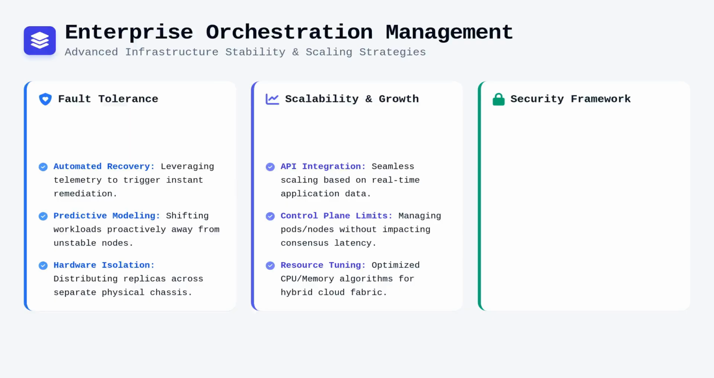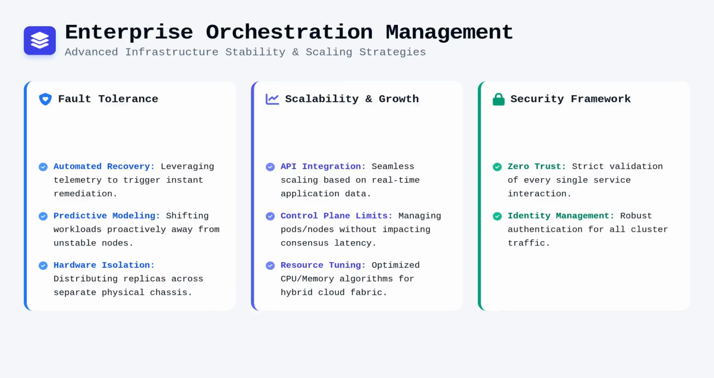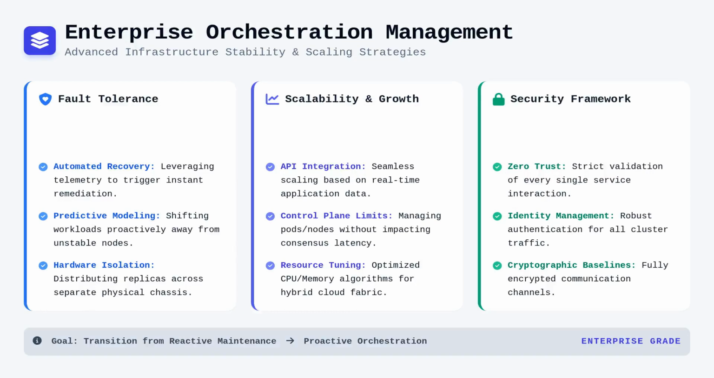Understanding cryptographic baselines is equally vital, as securing the communication channels within the container cluster is an absolute requirement for meeting modern enterprise security standards. You must ensure that the orchestration tools are configured to enforce zero-trust principles, validating every service-to-service interaction through robust identity management and encrypted protocols. Finally, the performance tuning phase involves identifying the specific resource algorithms that govern CPU and memory reservations, which directly dictates how workloads compete for the physical capacity of the underlying hybrid cloud fabric.